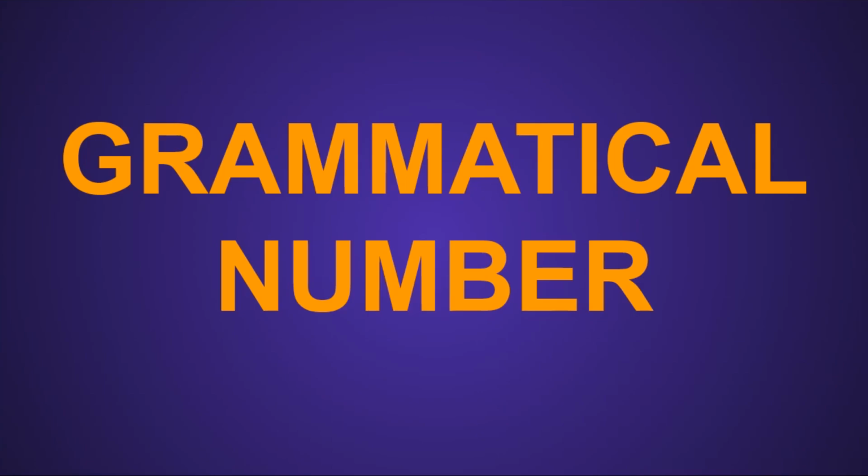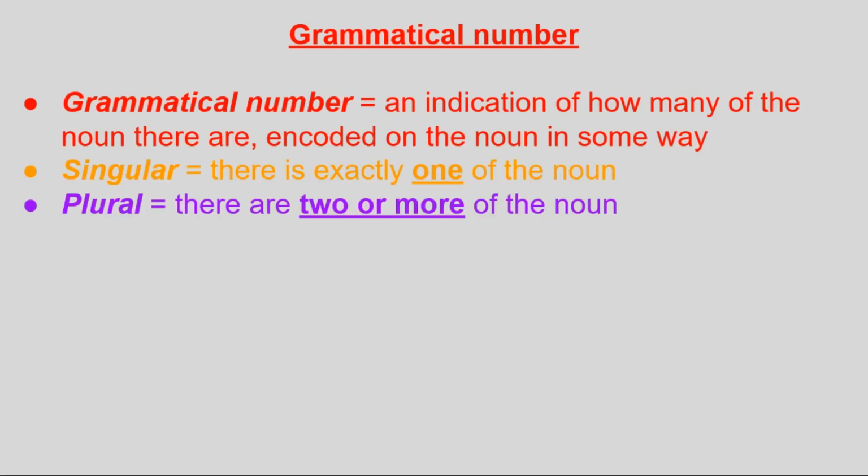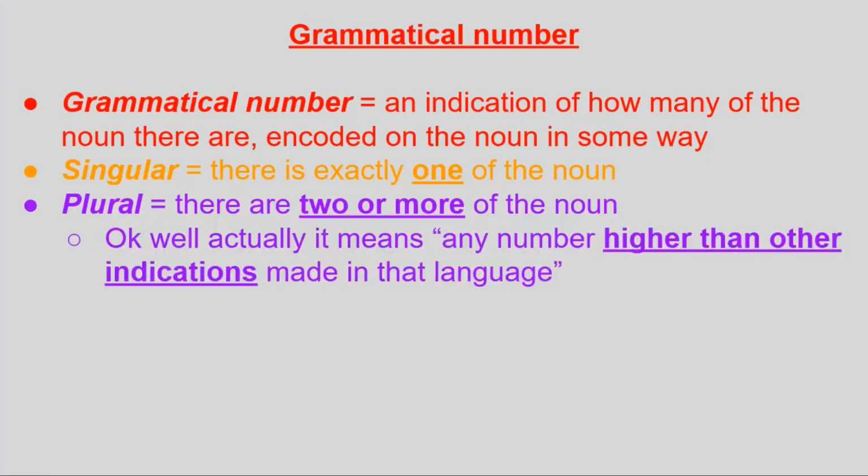Next up, we'll talk about grammatical number. This is basically when how many of something there is encoded in the word. You've definitely heard of two of these terms, singular and plural. This is a very common distinction where singular refers to one thing and plural refers to two or more things, like I just did there with thing and things. But also, I kinda just lied about the definition of plural. It's a relative term. That's because some languages also have grammatical indication for specific numbers other than one, and when that happens, the term plural means larger than that number.